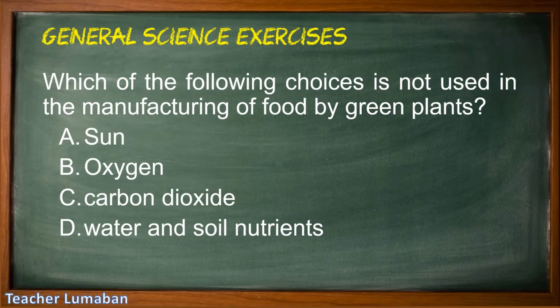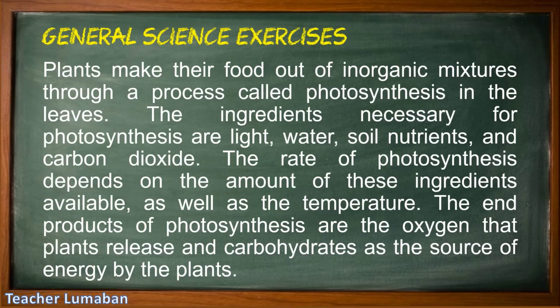The correct answer is letter B, oxygen. Plants make their food out of inorganic mixtures through a process called photosynthesis in the leaves. The ingredients necessary for photosynthesis are light, water, soil nutrients, and carbon dioxide. The rate of photosynthesis depends on the amount of these ingredients available, as well as the temperature. The end products of photosynthesis are the oxygen that plants release and carbohydrates as the source of energy by the plants.